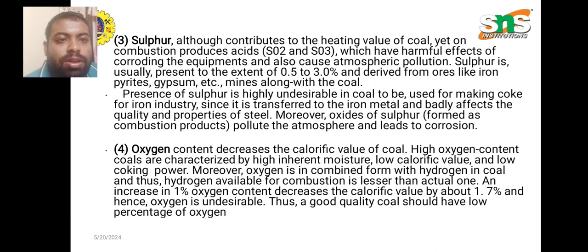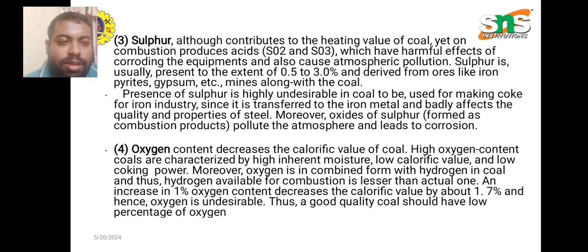Sulfur, although it contributes to the heating value of coal, on combustion produces acids such as sulfur dioxide and sulfur trioxide, which have harmful effects, corroding the equipment and also causing atmospheric pollution. Sulfur is usually present to an extent of 0.5 to 3% and derived from ores like iron pyrites, gypsum, etc., which are in the mines along with the coal. Presence of sulfur is highly undesirable in coal used for making coke for the iron industry, since it is transferred to iron metal and badly affects the quality and properties of steel. Moreover, oxides of sulfur pollute the atmosphere and lead to corrosion.